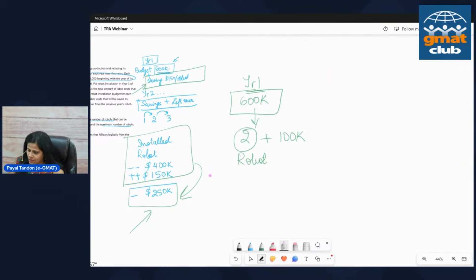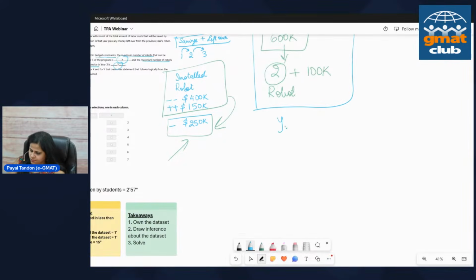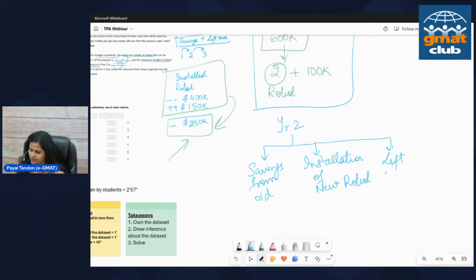Now let's work out year two. What's happening in year two? I'm going to make this a little bit smaller here. In year two, I have savings from the old robots. Then I have installation of the new robot, plus whatever is the cost to the company. Plus I have the leftover from last year. So this is obviously the cost, and these are the savings.